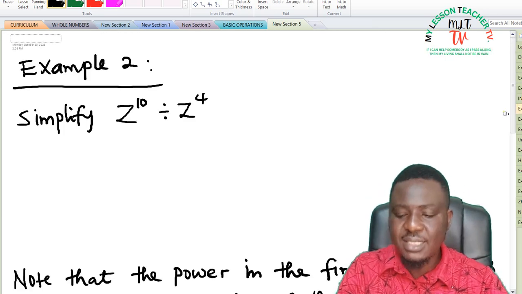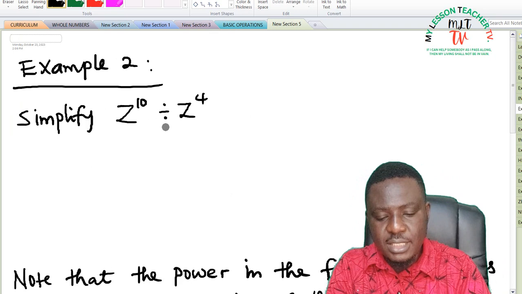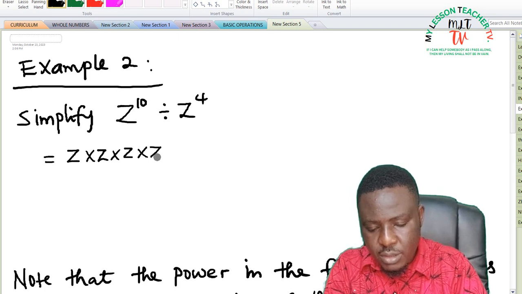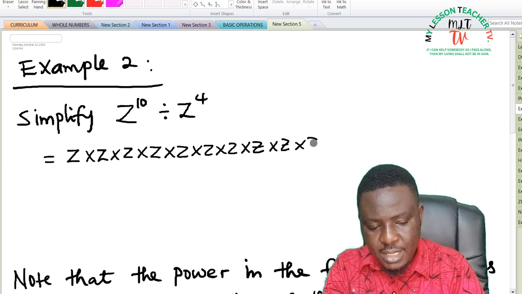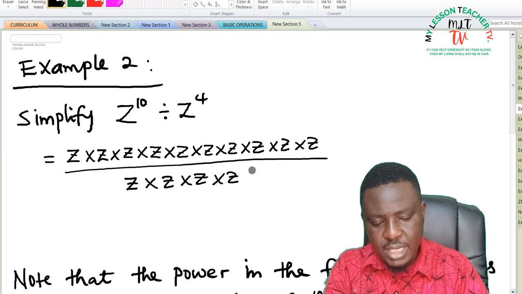If so, let's see example 2. That we should simplify z raised to the power of 10 divided by z raised to the power of 4. This can also be said to be z times z times z times, this is 4, 5, 6, 7, 8, 9, 10. Divide by z raised to the power of 4, which is z times z times z times z.